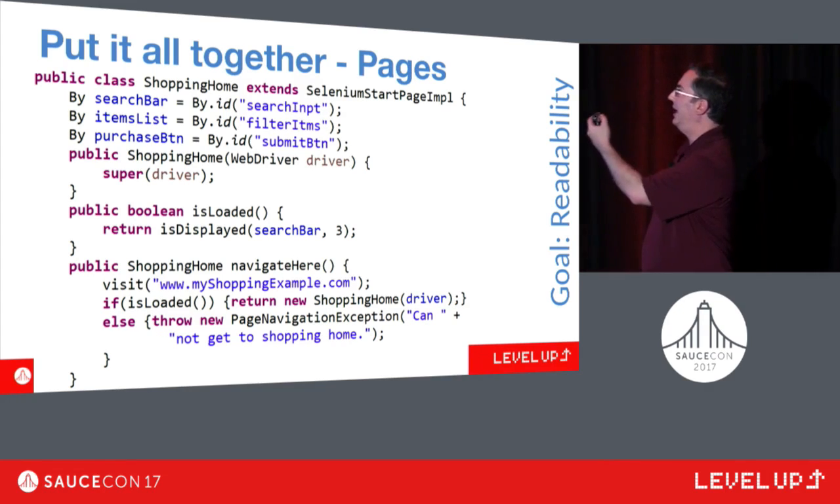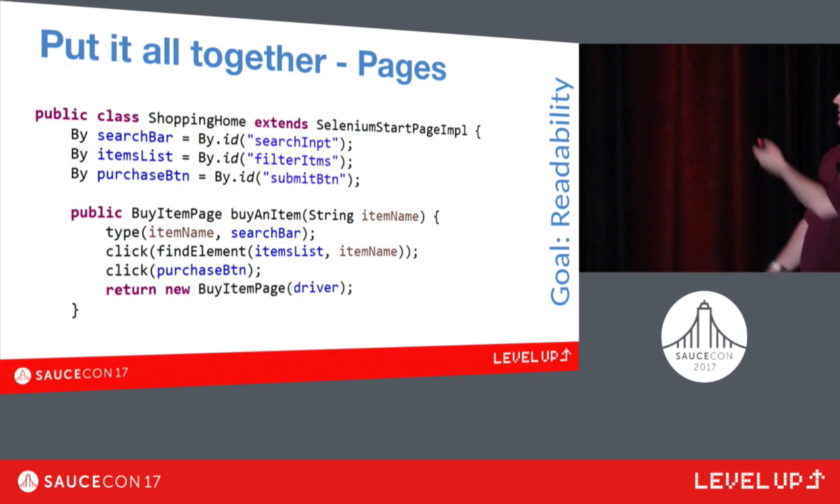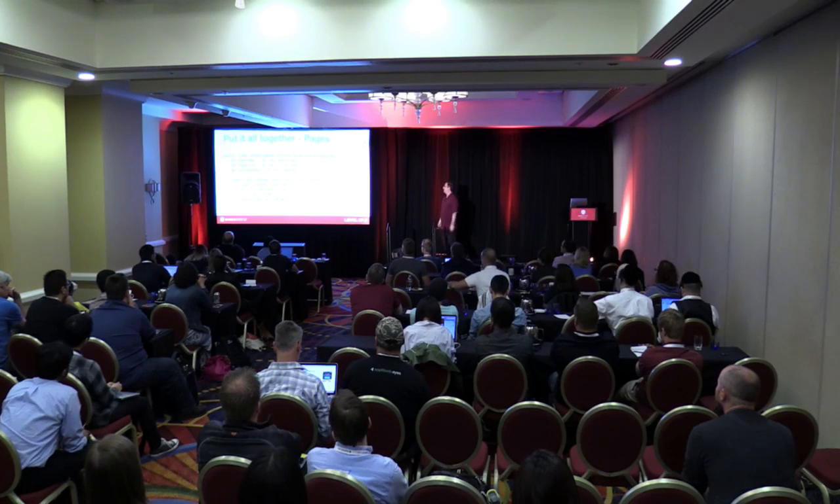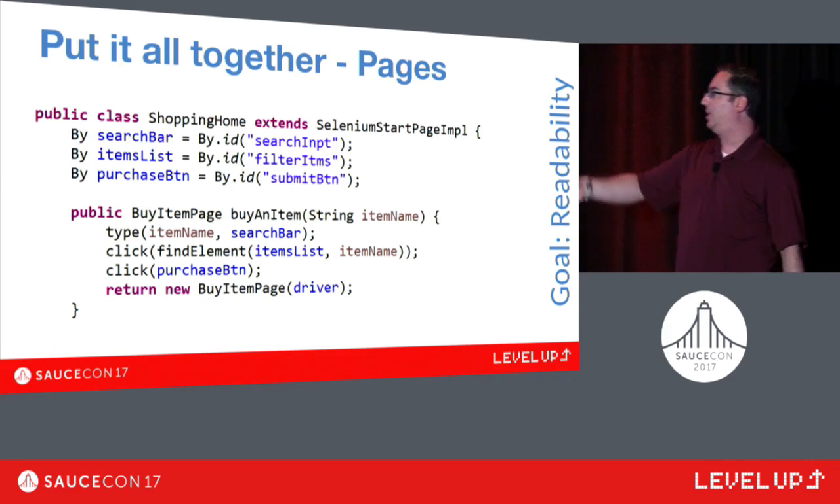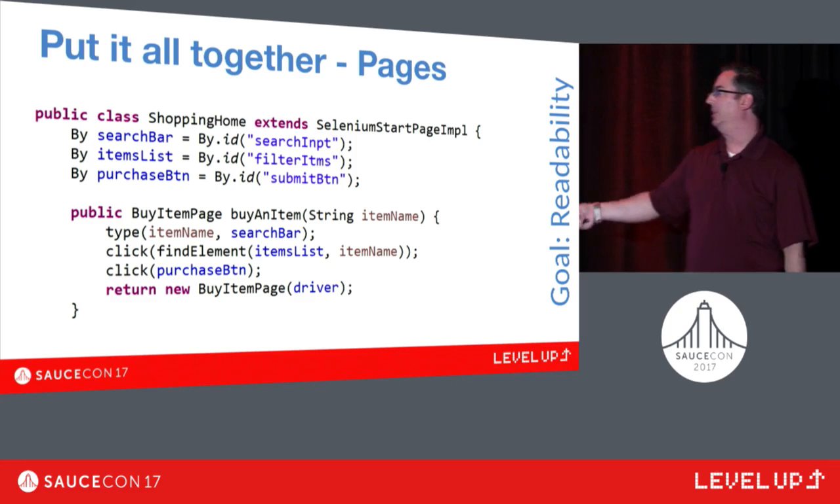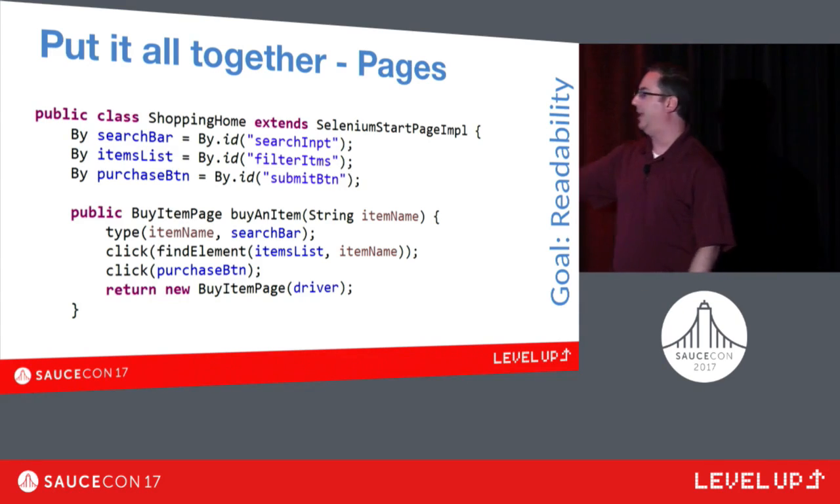So because shopping home is a little bit long, not everything would fit on one slide. So we have another thing that shopping home can do. This is just a continuation of the same exact class. We can buy an item, right, where we're passing in an item name and then typing in that item name into the search bar, clicking that item name from within our filtered item list, clicking the purchase button, and returning a new instance of the buy item page.